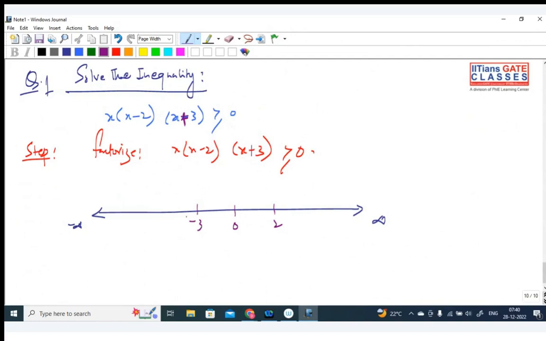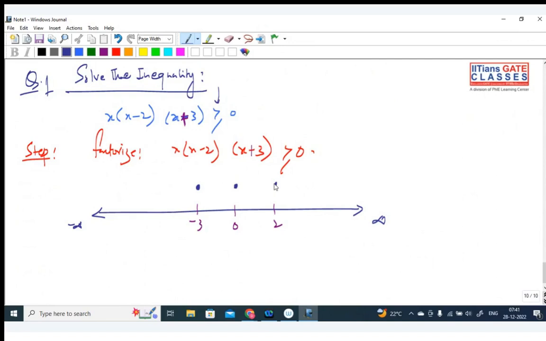So I believe this is fine for everyone. This is minus 3, this is 0, and this is 2. These are the roots. Now we have to put circle or dot. Depending upon this inequality, here the slack inequality is given, so you can put dots. Next, what will happen?